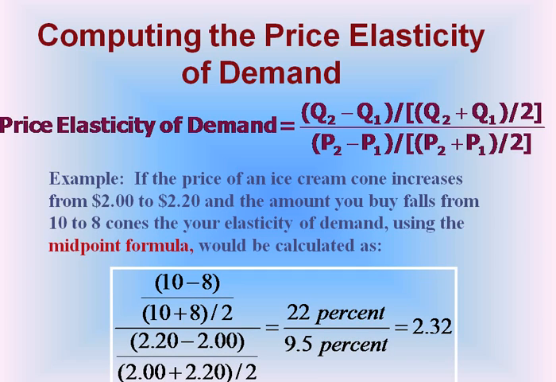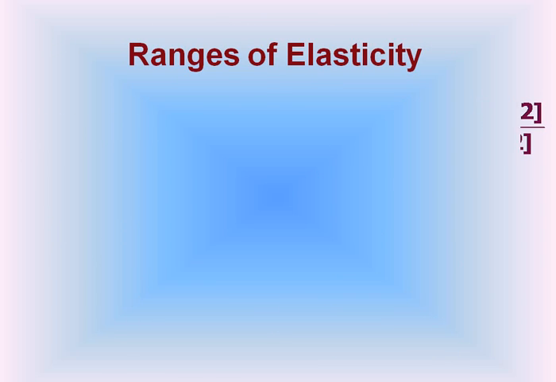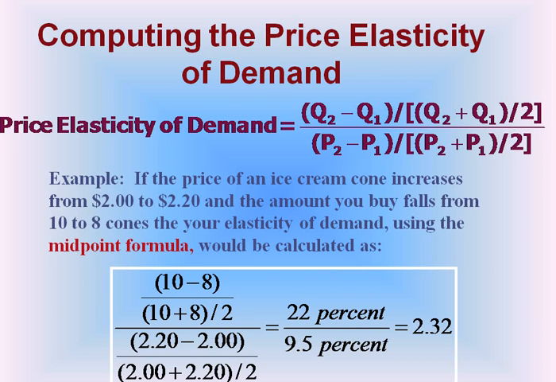New demand is 10. 10 minus 8 divided by... I think we have some problem here. It is 8 minus 10, and it is 2 minus 2.20, so we will get 2.32.